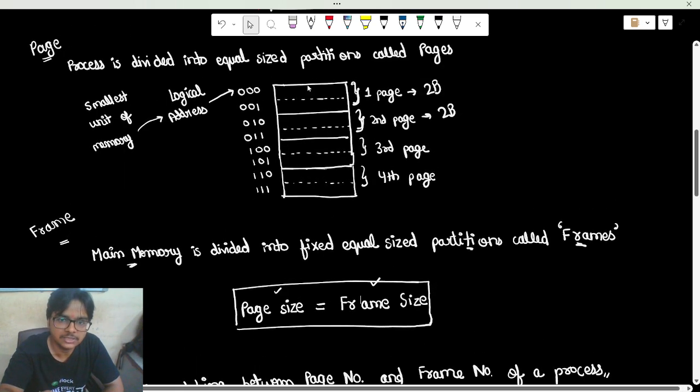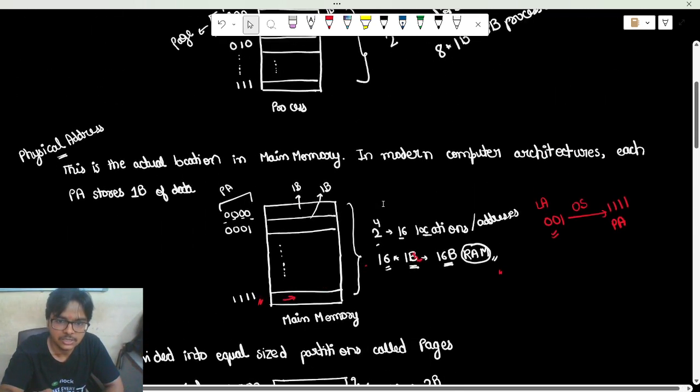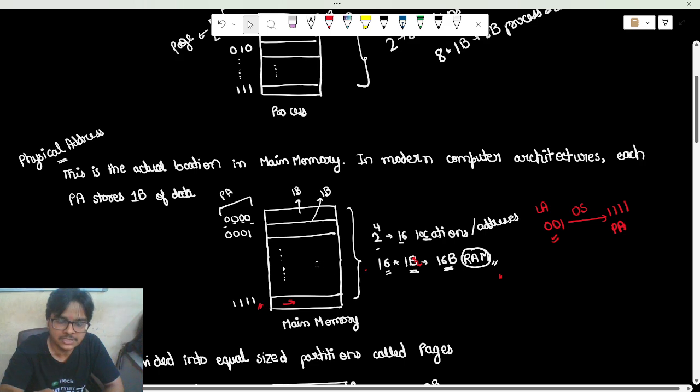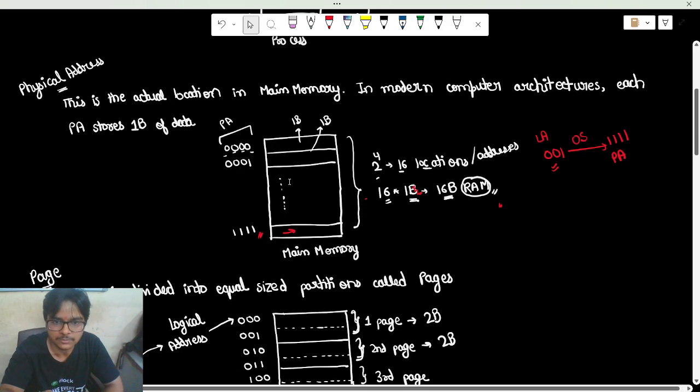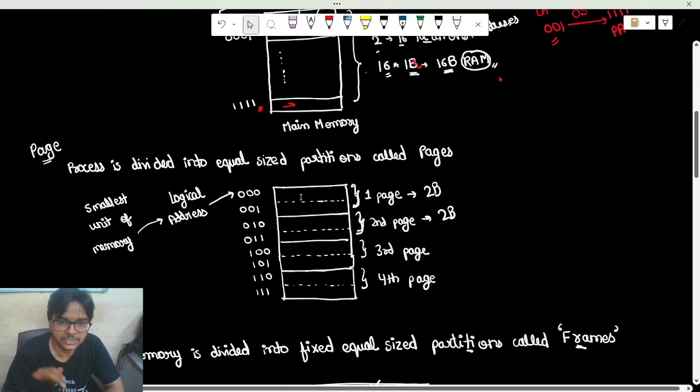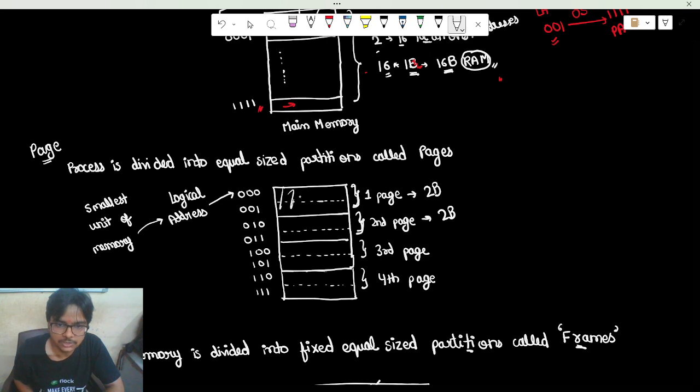As you know, these process instructions are stored in main memory, but since main memory is also divided into frames, this particular page gets loaded into main memory, and main memory has a frame. As you know, frame size and page size are equal, so a full page will occupy a full frame. But there is a frame number and there is a page number.